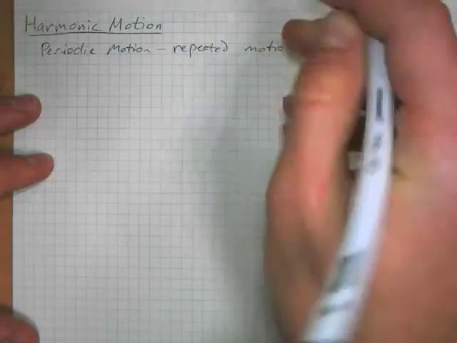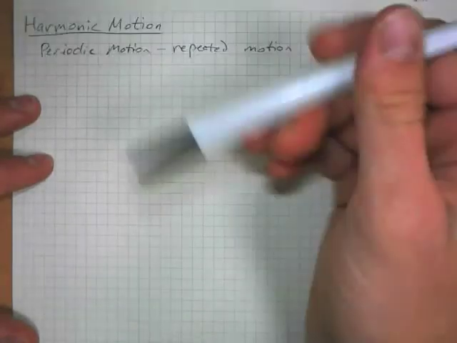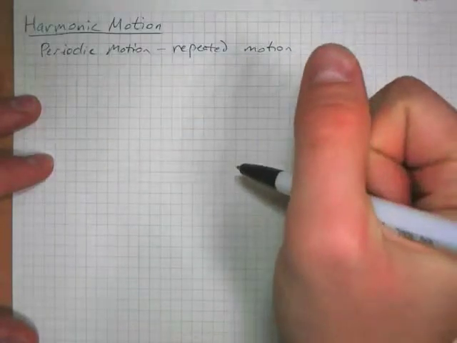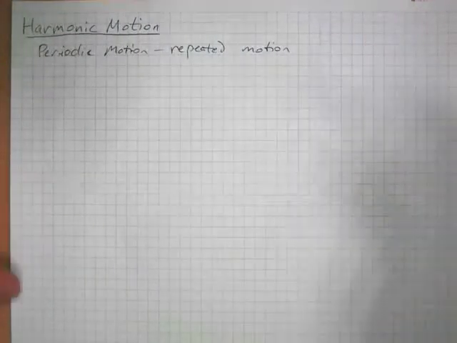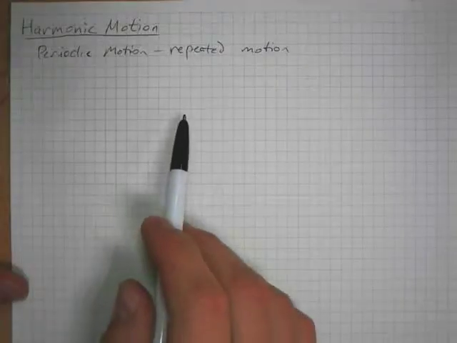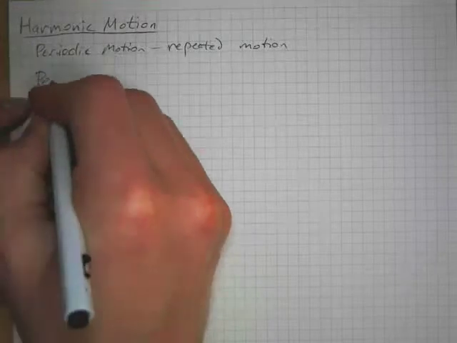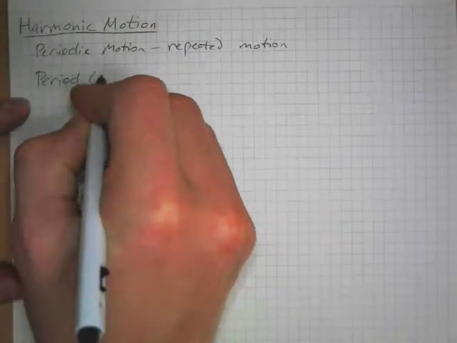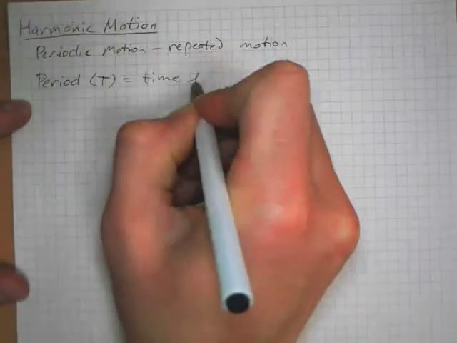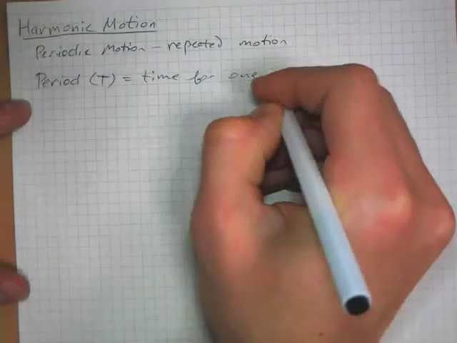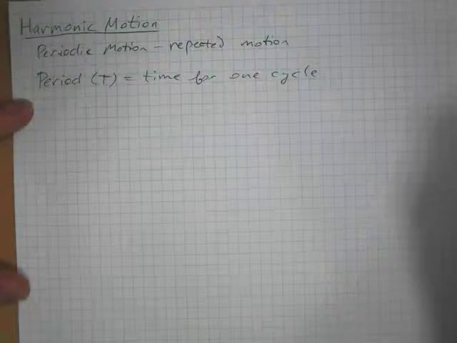So if you bounce a ball over and over again, that could be a periodic motion. If you are throwing a ball up against a wall over and over again, or jumping every 3 seconds, that would be periodic motion. A few pieces of terminology, some you may have heard before. The period, which is capital T, is just the time for one cycle. So if you're jumping up and down every 3 seconds, then your period would be 3 seconds.